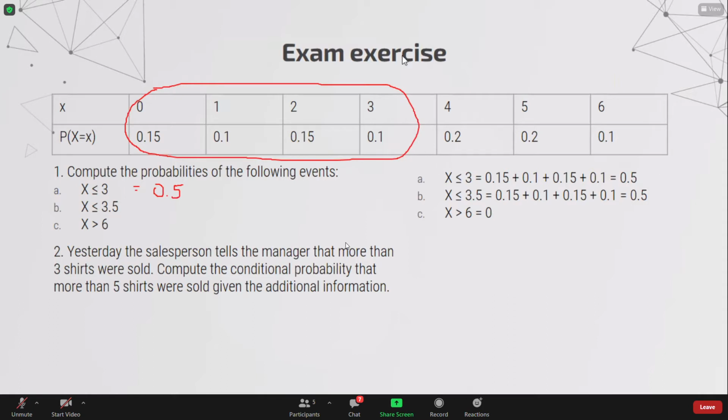So first, let's grab my pen again and see. We have to calculate the conditional probability that more than 5 shirts were sold. Let's say that's Y, more than 5. Conditional on the information that we already have, that more than 3 t-shirts were sold. So Y, more than 3. Is that clear?